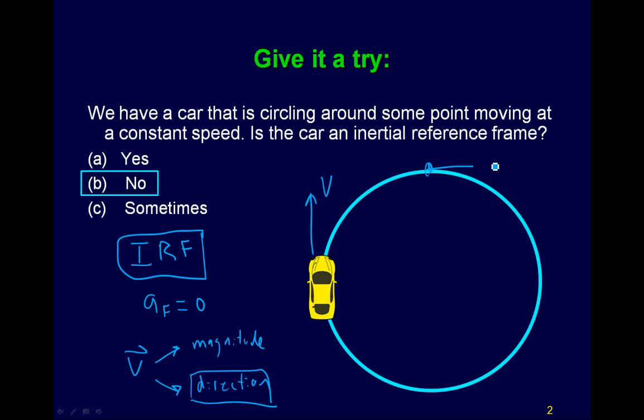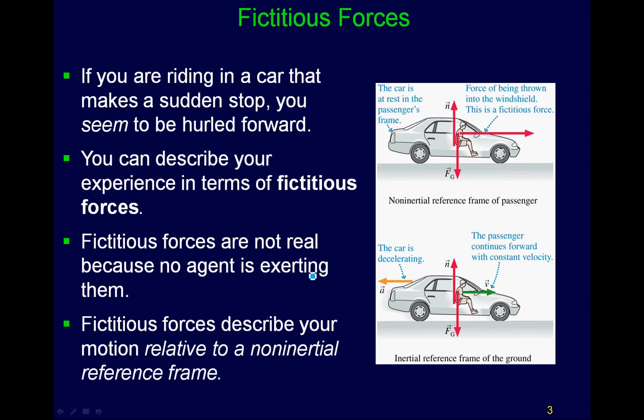When the car is over here, its velocity will be there. When the car is over here, its velocity will be like that, and so on and so forth. So the direction is constantly changing, so the car will be accelerating, but it's not speeding up or slowing down. It's just changing its direction. So we're going to talk more about this.